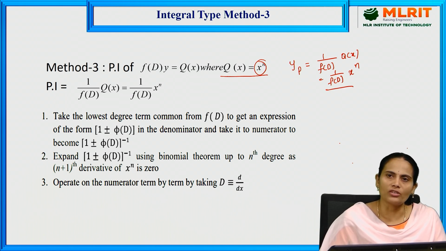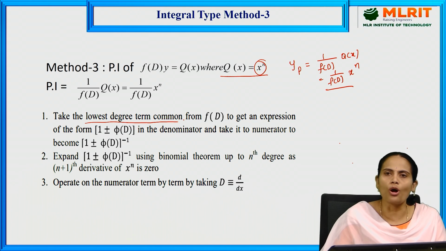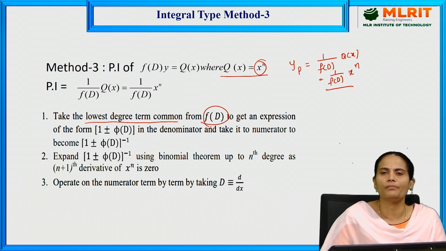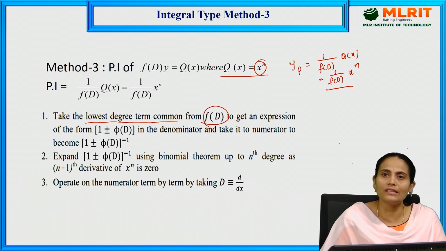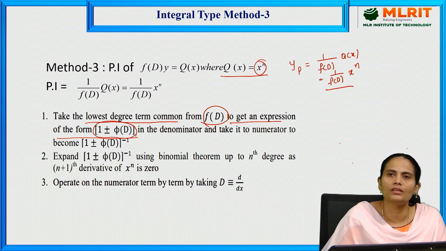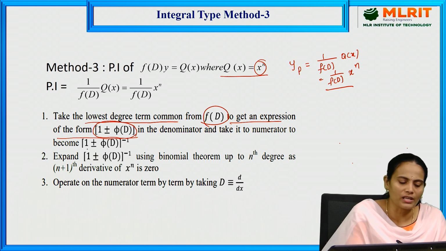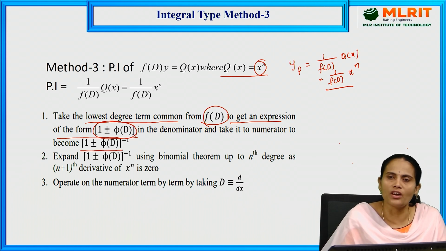To find this particular integral, first of all, you have to take the lowest degree term common from f of D. After taking it common, it gives 1 plus or minus phi of D in the denominator. Later, you have to take it to the numerator. After taking it to the numerator, it gives 1 plus or minus phi of D whole power minus 1.